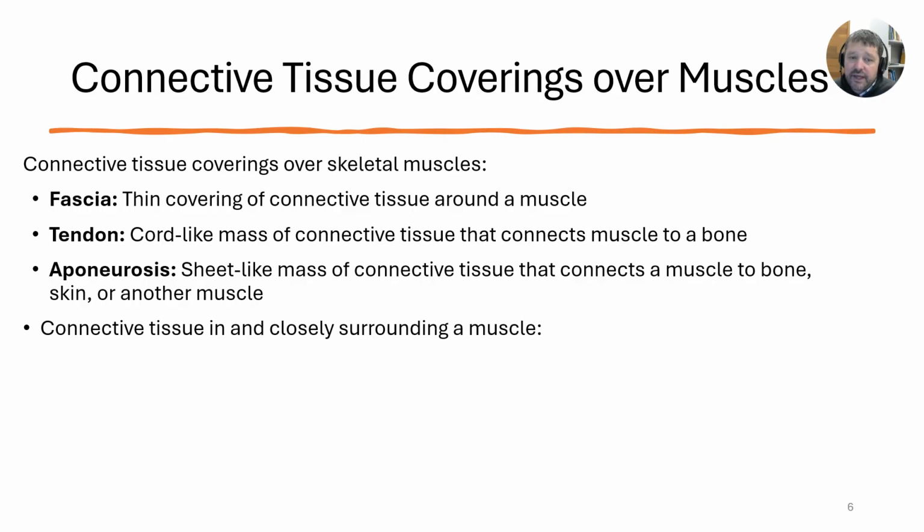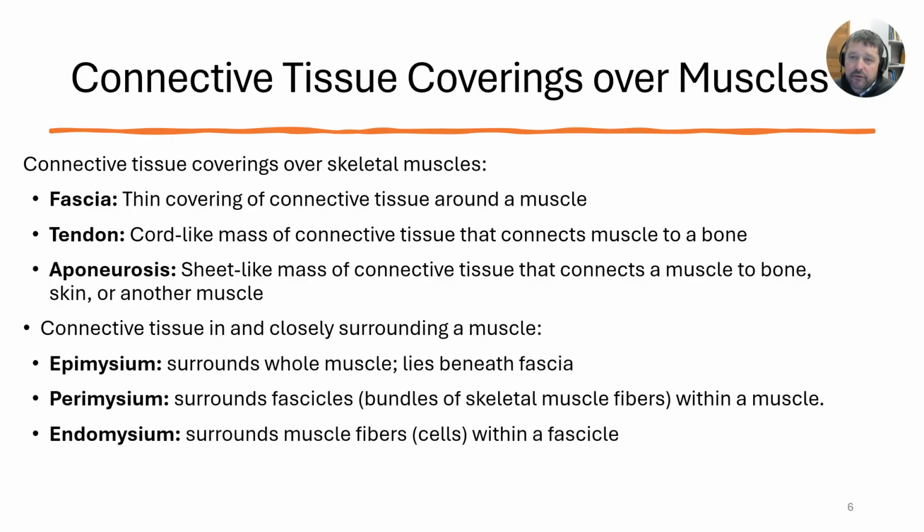And then within or closely surrounding the muscle, you have other types of connective tissue. So it's basically breaking down the fascia a little bit more, with the epimysium. Okay, this is going to surround the entire muscle. I'll show you a picture of this. It lies just beneath the fascia. The perimysium is going to surround the bundles of skeletal muscle fibers. And the endomysium is going to surround the muscle fibers itself within a fascicle. Okay, and we'll look at this here shortly.